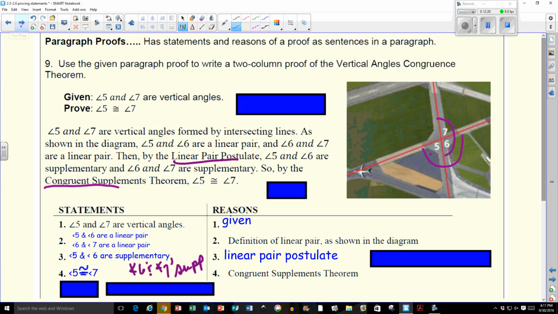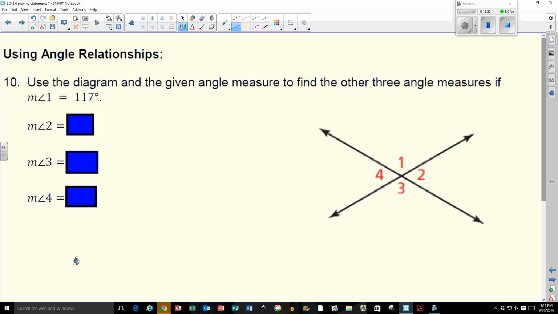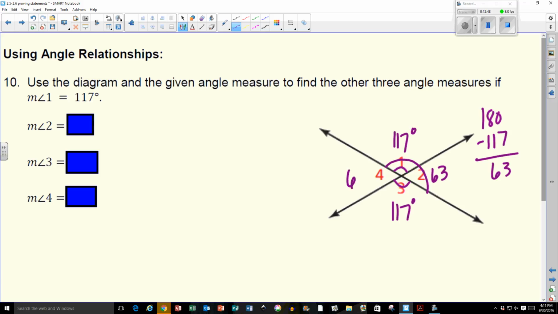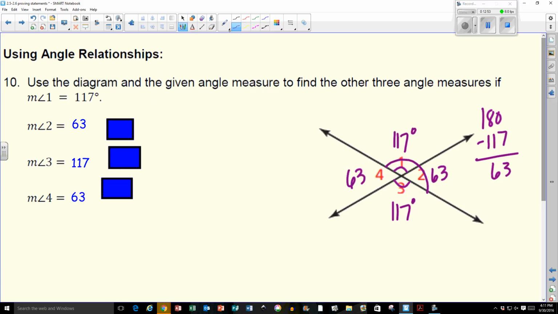Two-column proofs, that's what we're going to be working with. All right, so now, using the diagram and the given angle measure, find the other three angle measures. So if angle 1 is 117, then I know angle 3 is 117 because they're vertical, and vertical angles are always congruent. 1 and 2 make a line, so these two are a linear pair. So 180 minus 117 is 63. So this one's 63, therefore this one's 63. And there you go. All of them right there together.